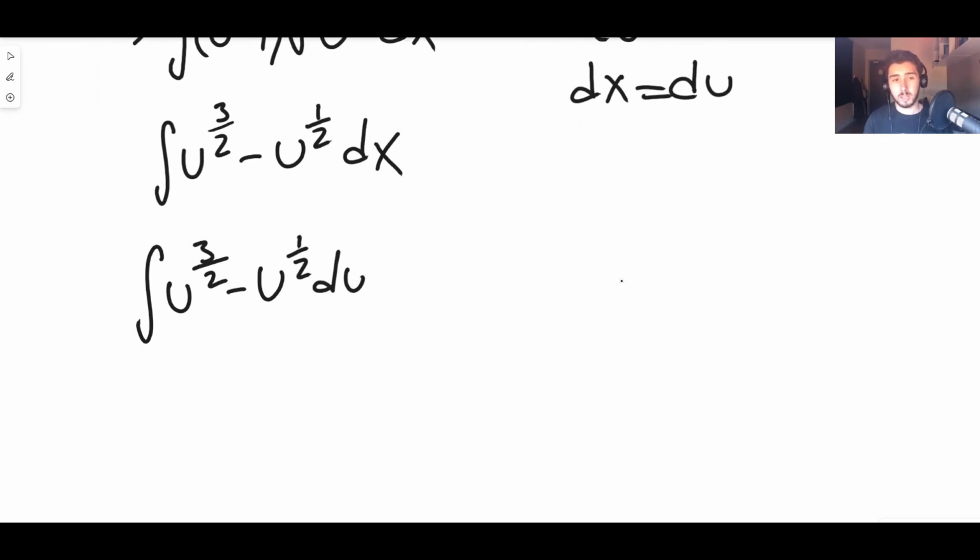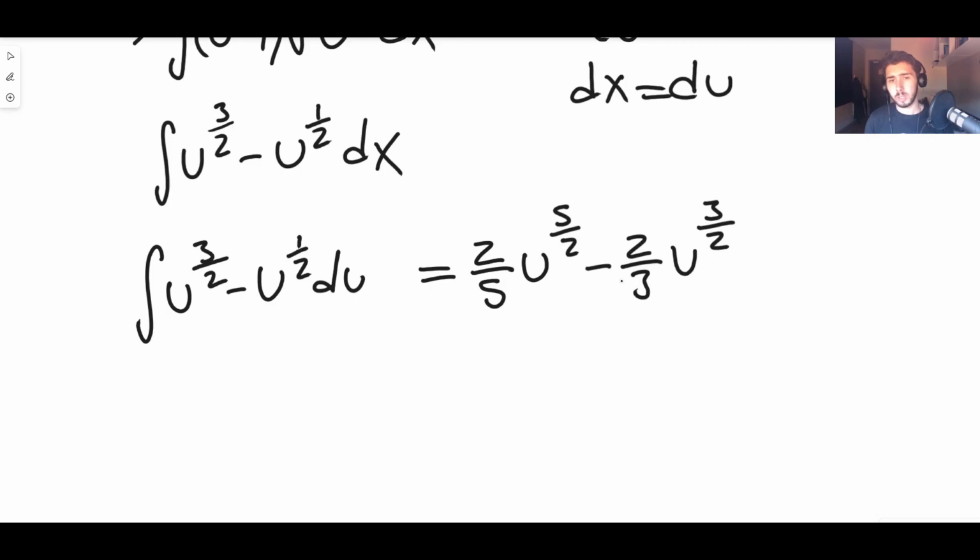Okay, so u to the 3 over 2 is going to integrate to 2 over 5 u to the 5 over 2. That's the power rule. Both of these are power rules. Minus, and I think that's going to be 2/3 u to the power of 3 over 2. And you can check this by doing differentiation. Plus c.